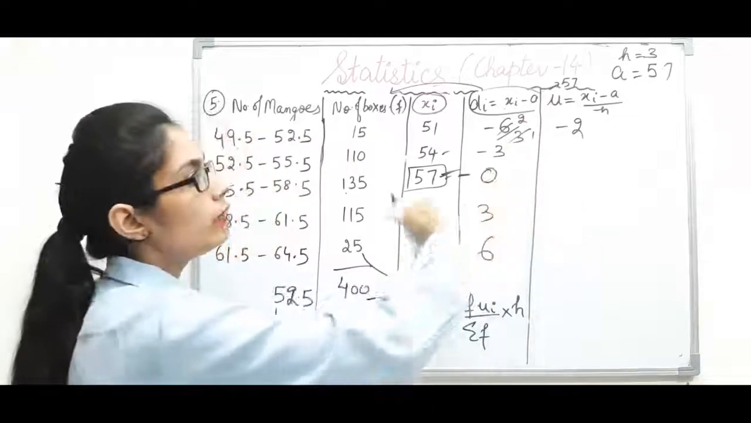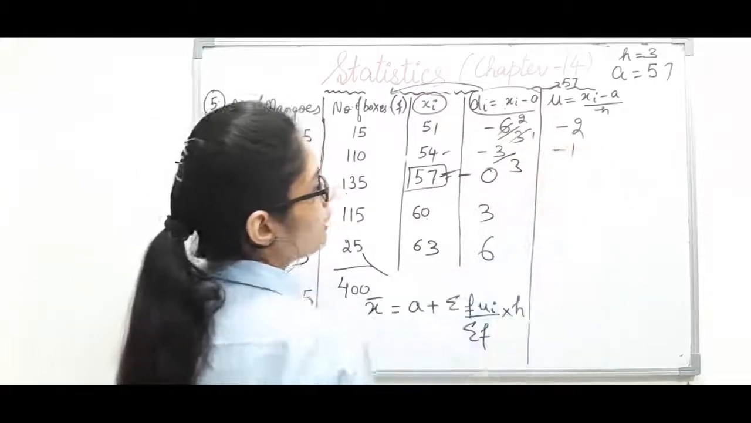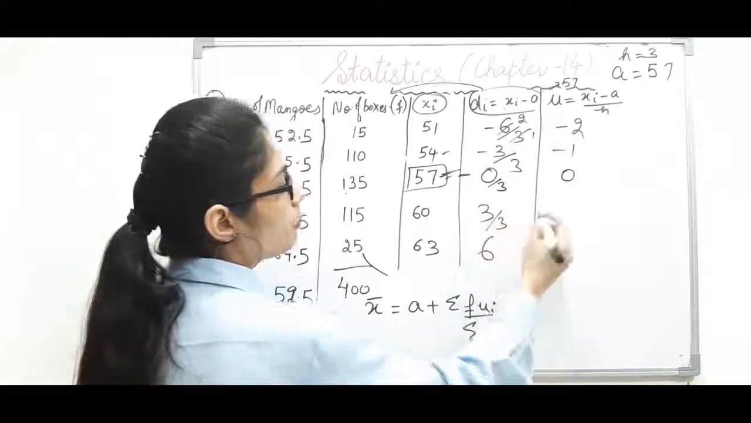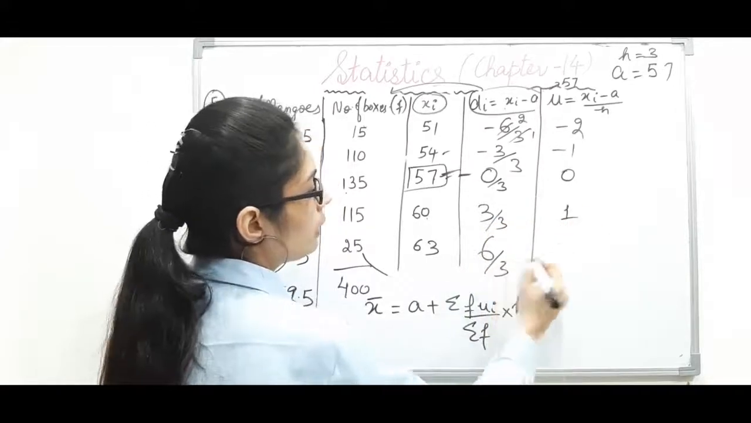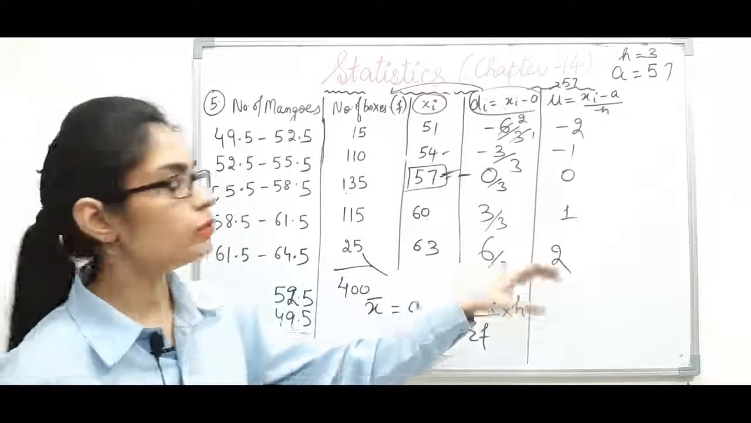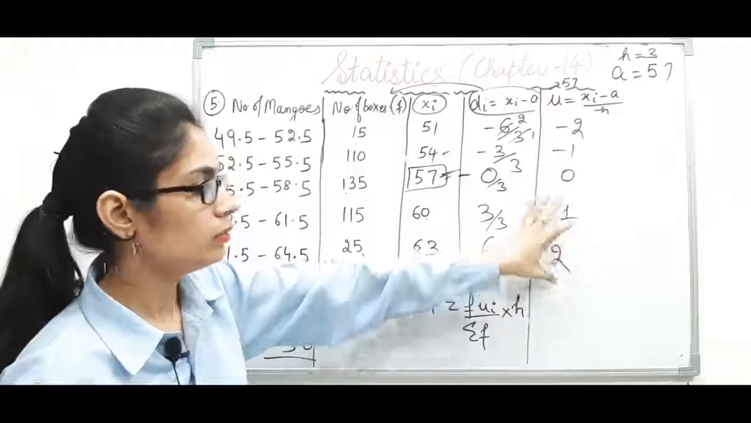Now this divided by h. H is 3. So minus 3 divided by 3, it is minus 1. 0 divided by 3, it will be 0. 3 divided by 3, it is 1. 6 divided by 3, it is 2. You can see in this also the terms will be the same, these terms will be negative, here 0, this will be positive.